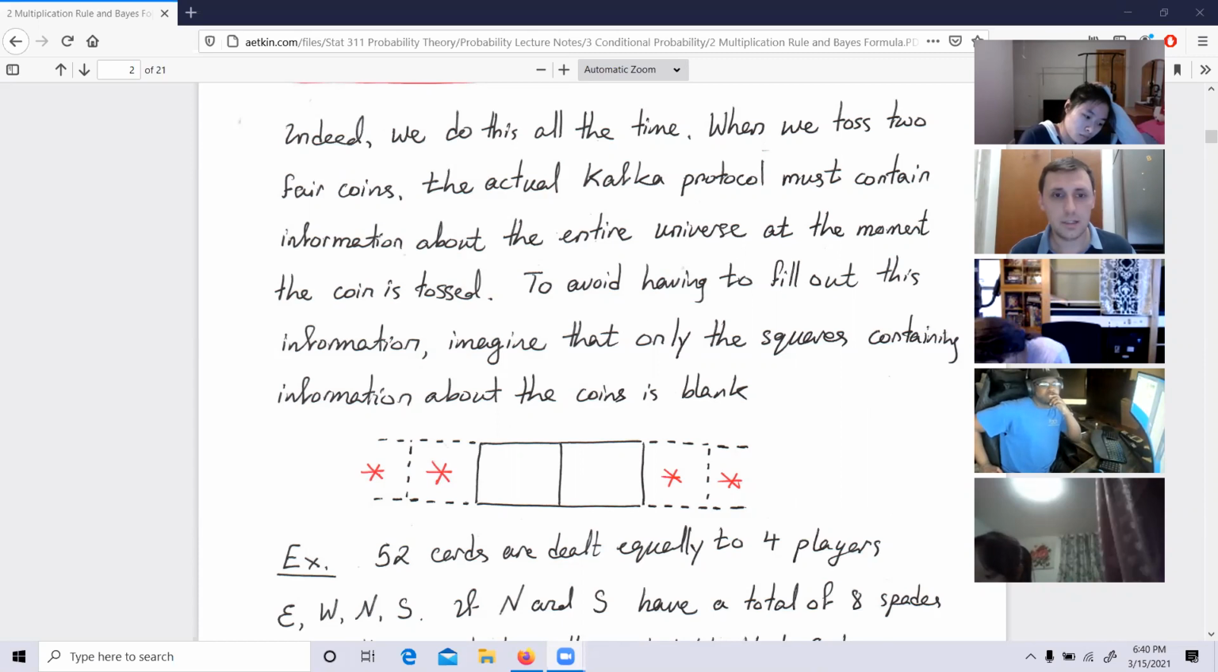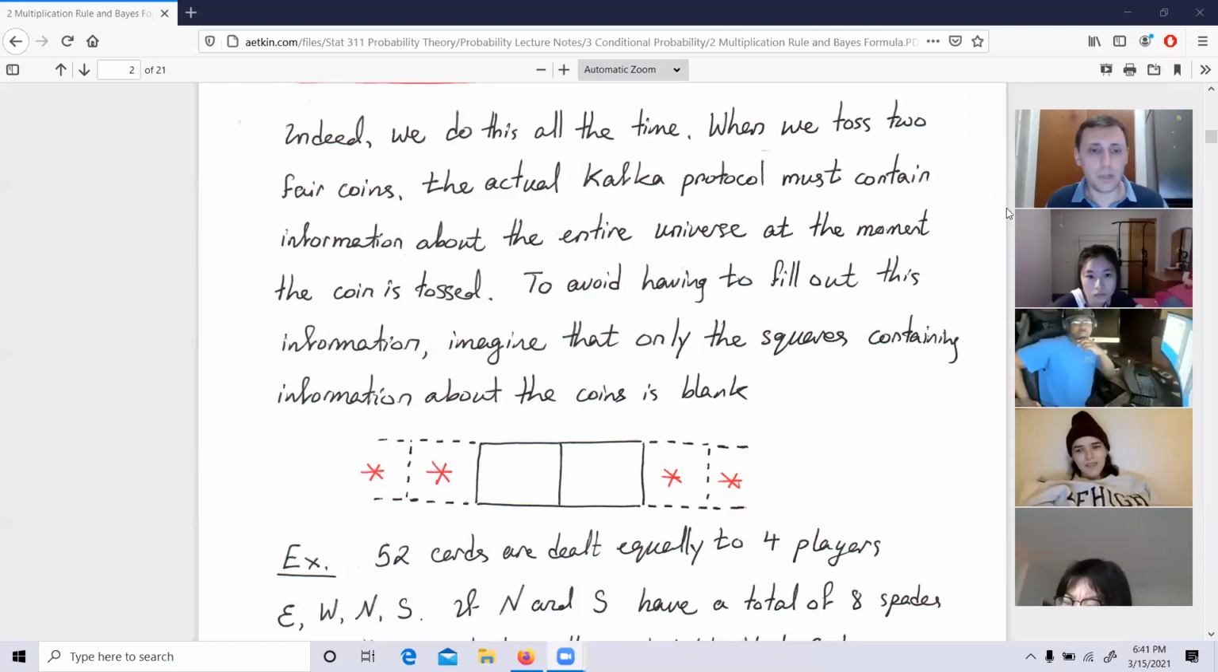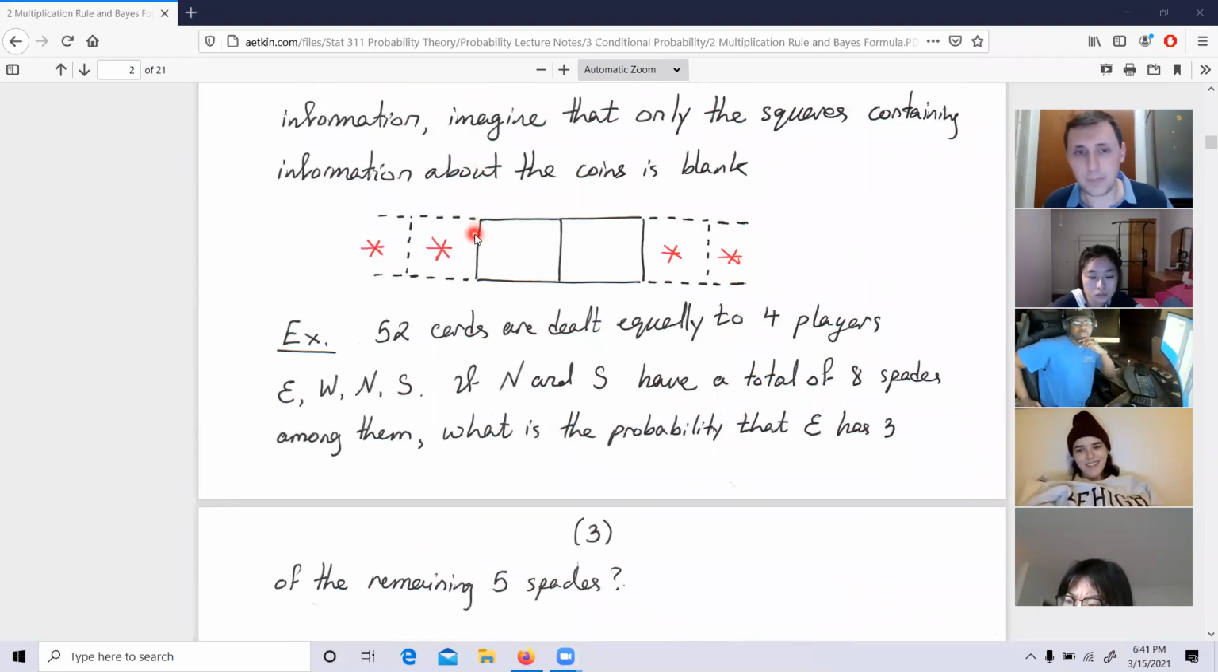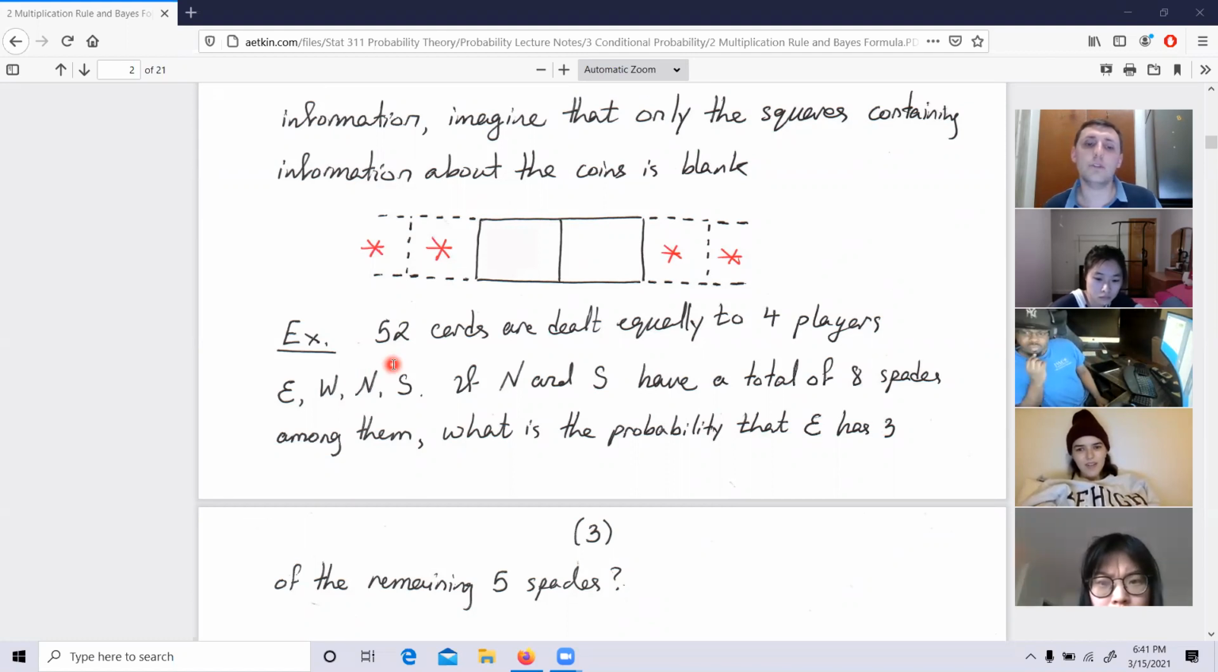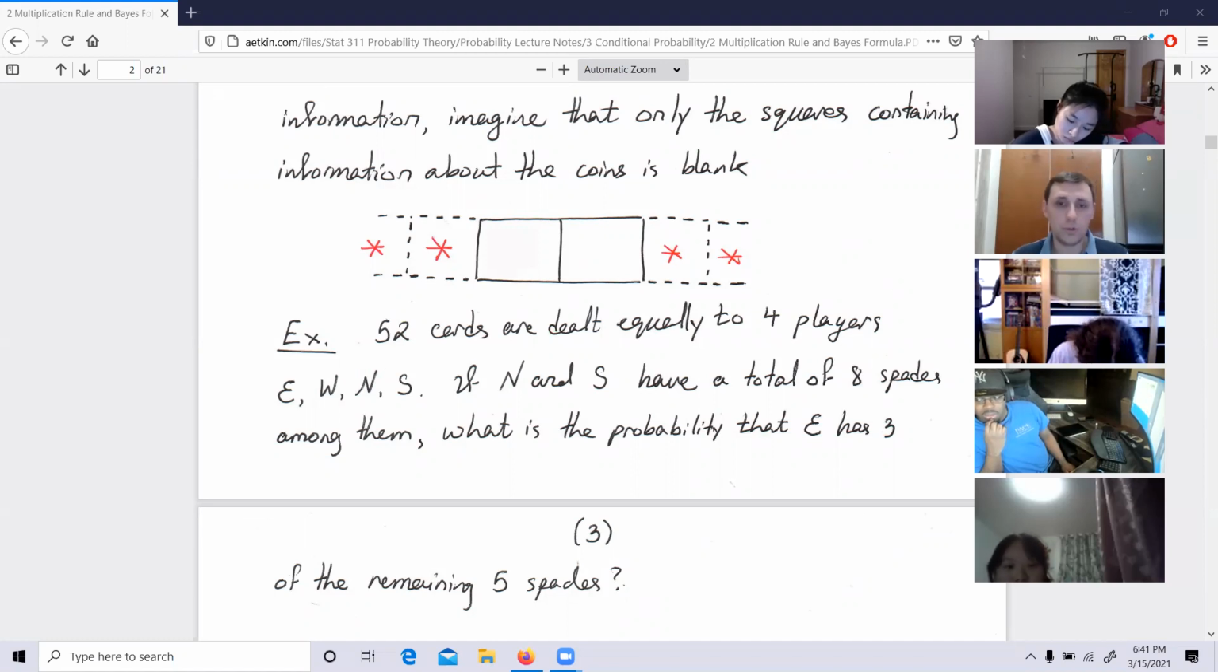Very simple. Yes, guys? You understand what I'm saying, right? It's like this, guys. If you're in a forest, it's more likely you will see a bear, right? But the forest is not producing the bears. It's more likely that maybe you should be worried about bears. So what happens here is an example, guys. It's a bit of a difficult question. 52 cards are dealt equally to 4 players: east, west, north, and south. If north and south have a total of 8 spades among them, what is the probability that east has 3 of the remaining 5 spades? That's an example of that thing that I hope you understood with my explanation.